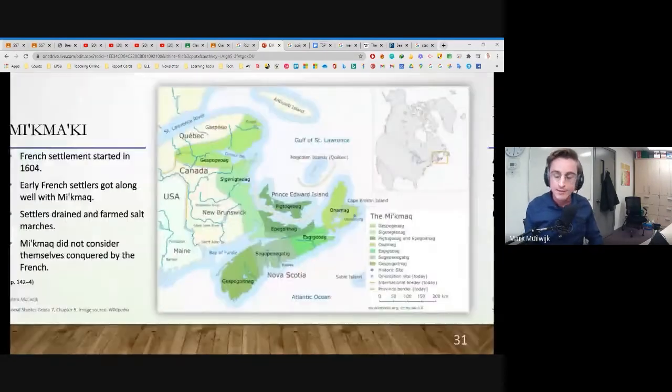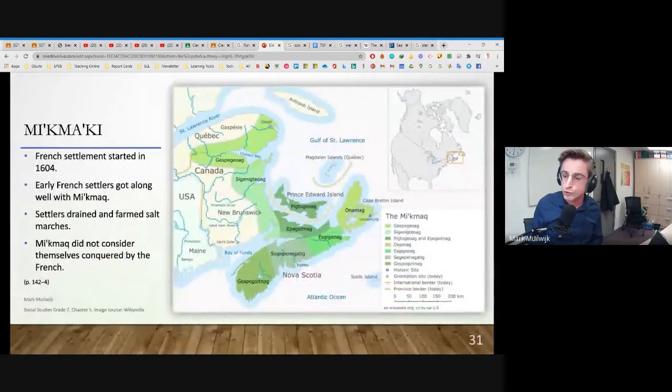And through that, they were able to create agricultural land, land that these Mi'kmaq didn't use at all. And because the Mi'kmaq didn't use that land, the Mi'kmaq didn't have many issues with these Europeans creating agricultural land in these marshes. They were like, yeah, that's fine. So they got along pretty well, and they did not really consider themselves conquered.